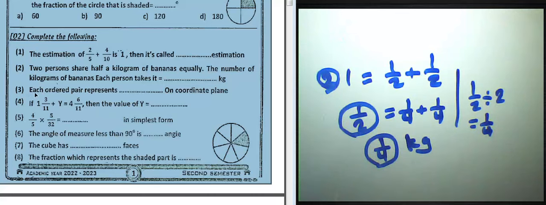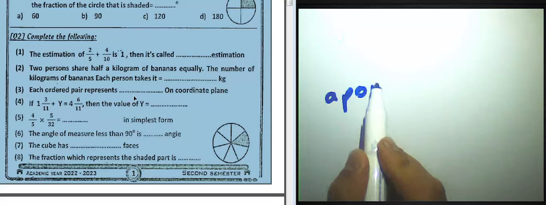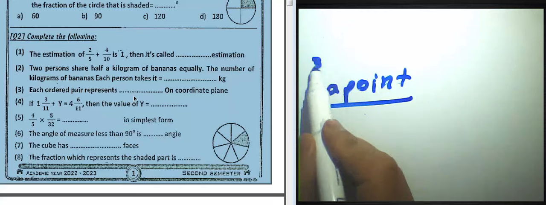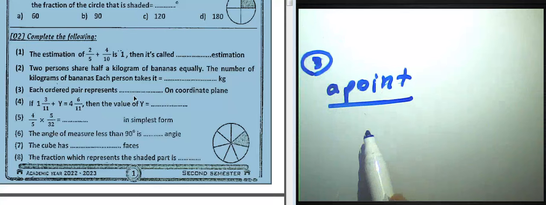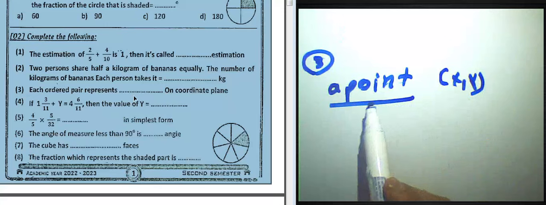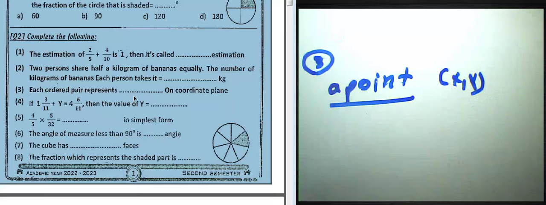Question number 3. Each ordered pair represents a point on the coordinate plane. Each ordered pair, such that x and y, represents in the coordinate a point. We call it a point. This is a point, x and y. So we must write this word in this space: a point.